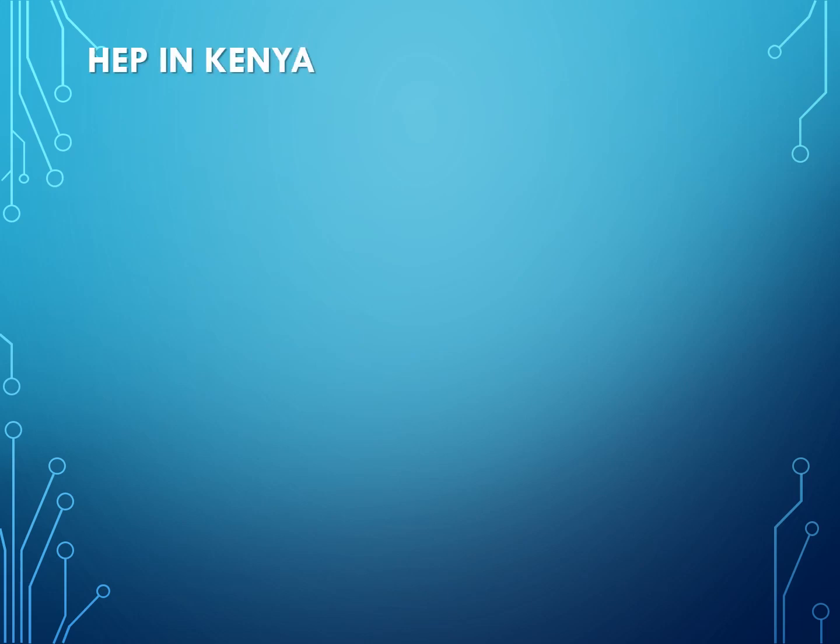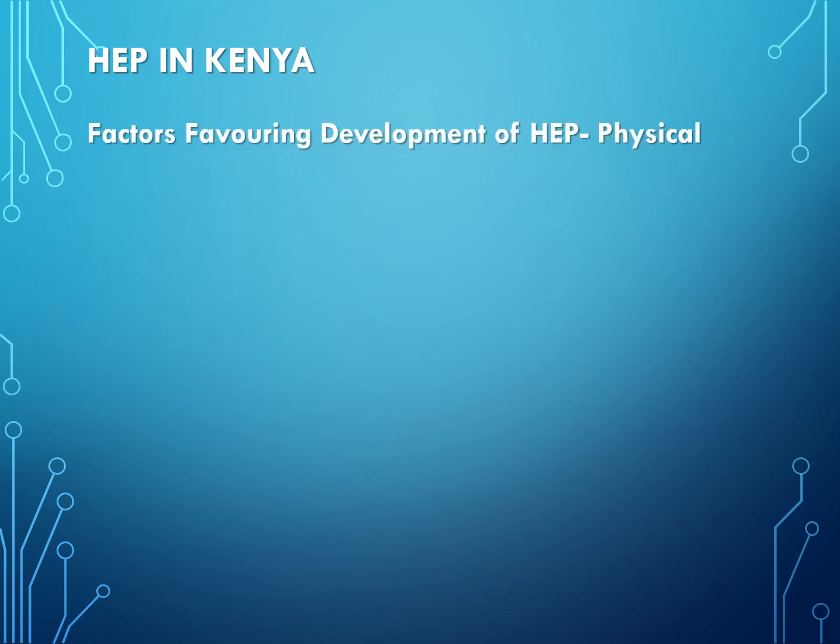Now we will move on to hydroelectric power in Kenya. It is the main source of energy in this country. It has been developed, so we look at that. Now we will go directly into the factors that favor the development of hydroelectric power in Kenya. We will divide them into the physical factors and the human factors. We will start with the physical factors.